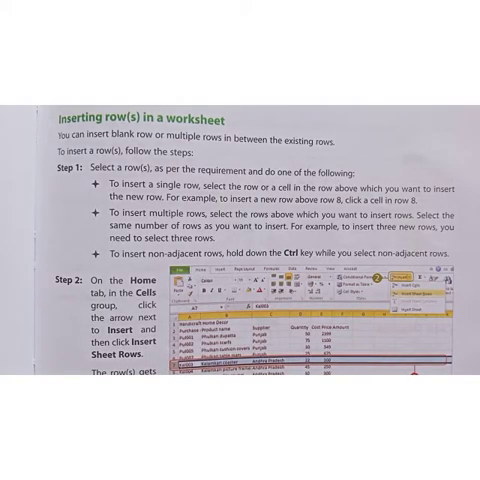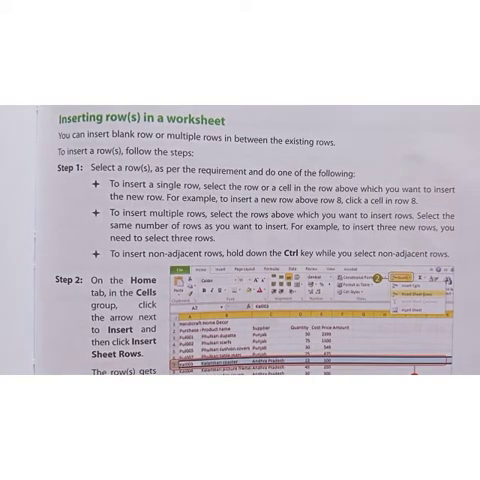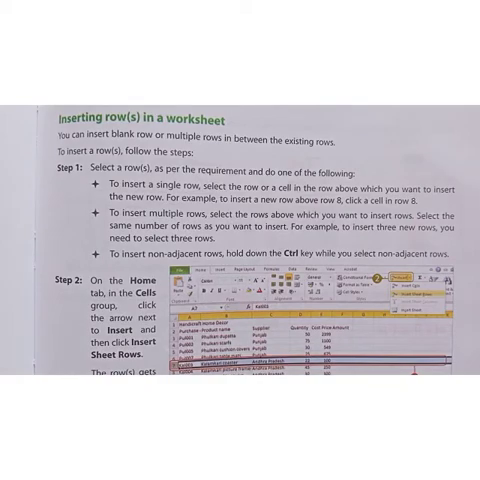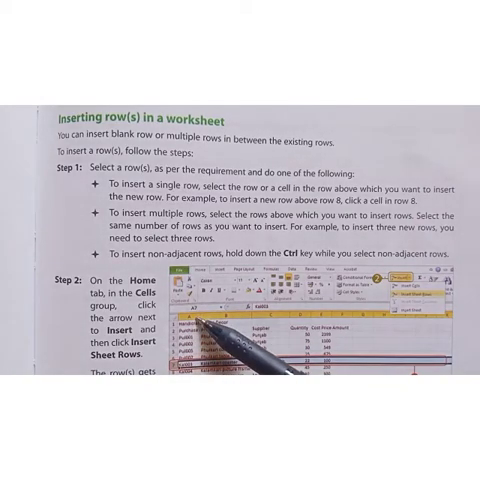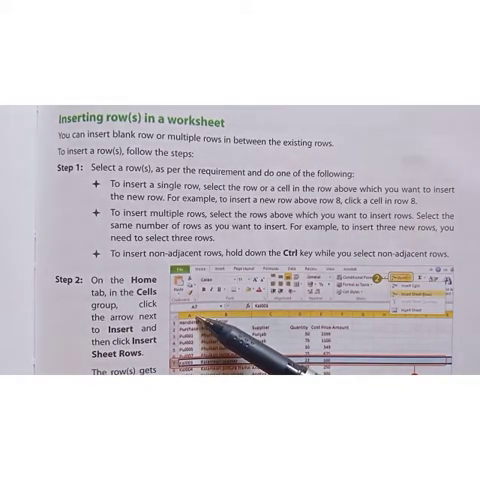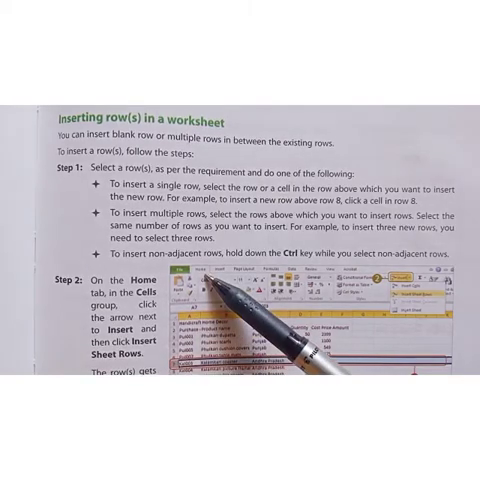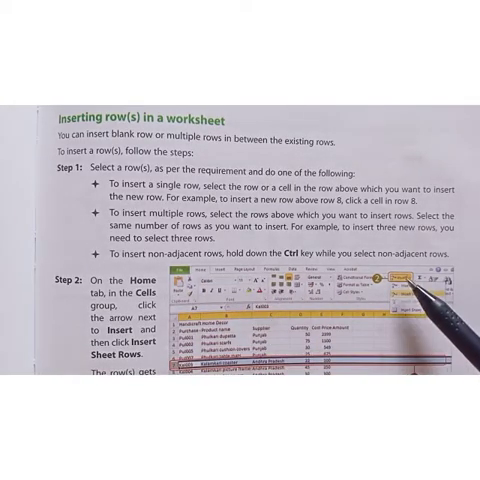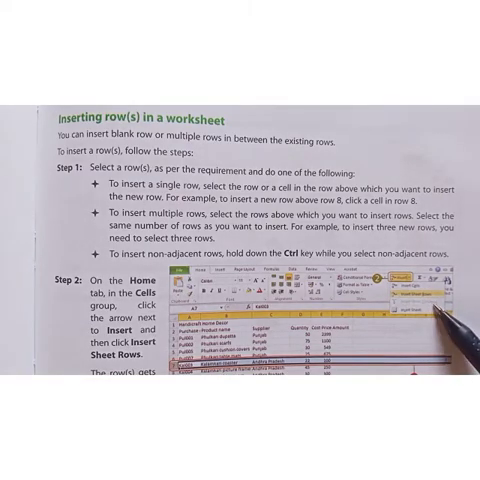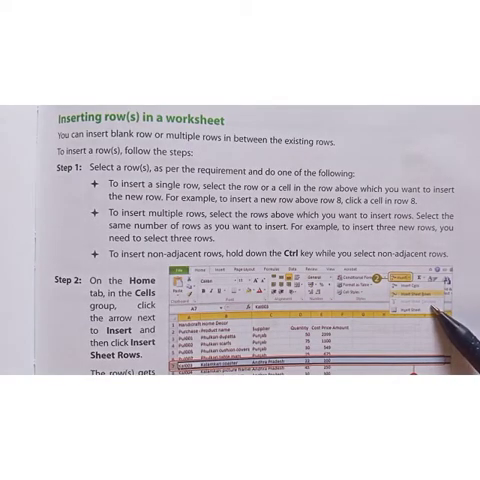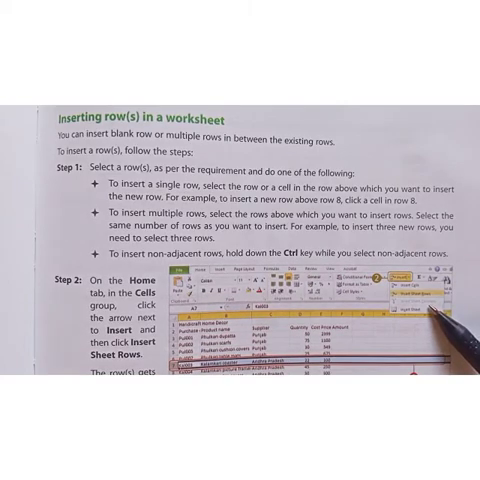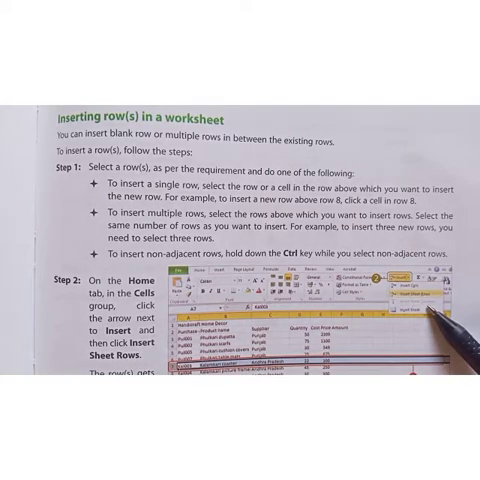In case you are required to insert a column, for that you need to again select the column. Click on the header of the column to select it. Then again go to the Home tab, go to the Cells group. In the Insert option, this time you will choose Insert Sheet Columns, and a new column will get inserted to the left of the column.